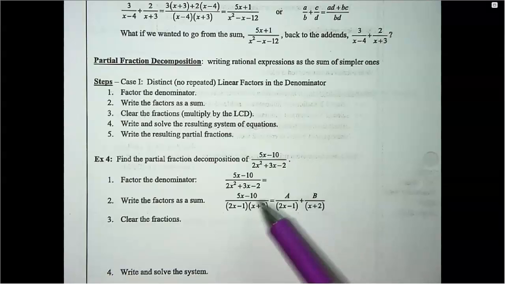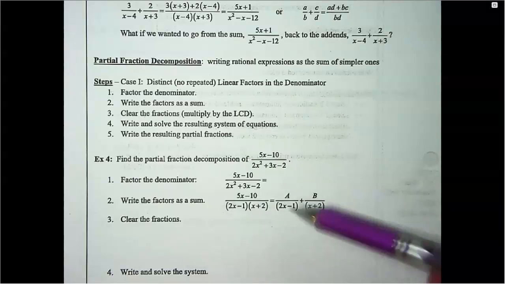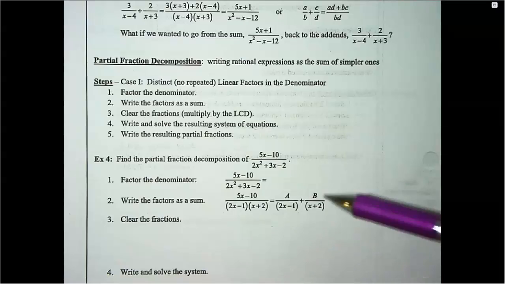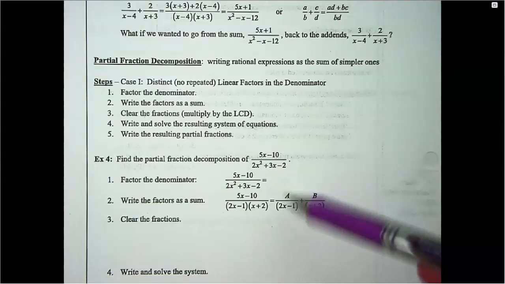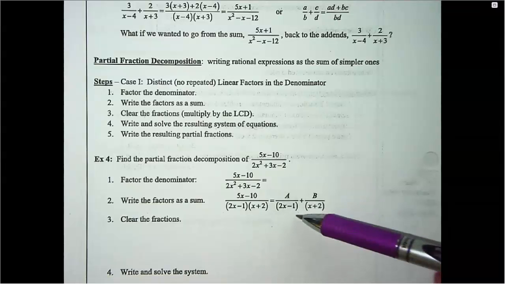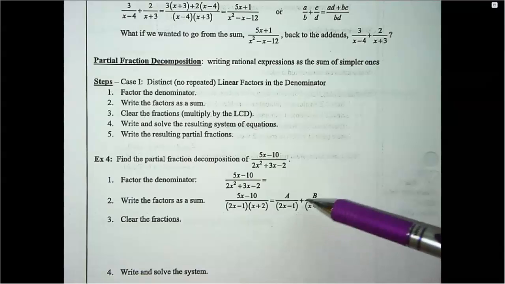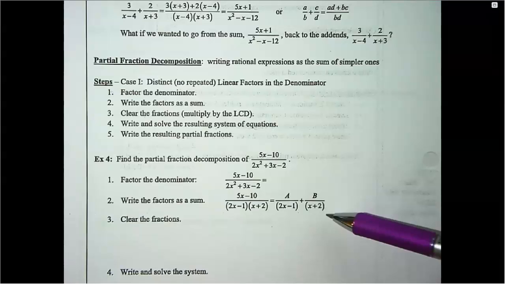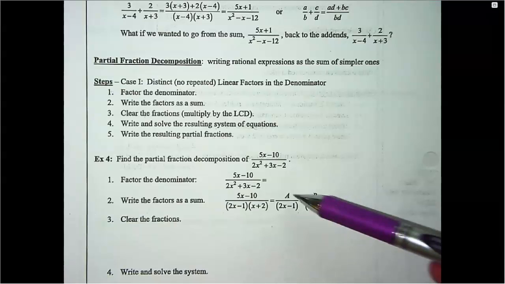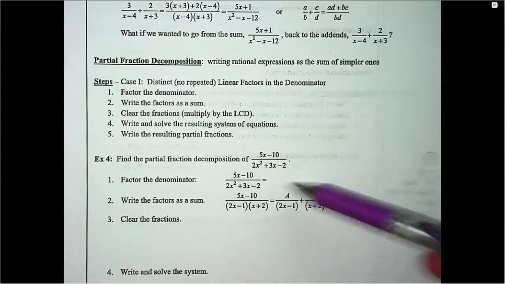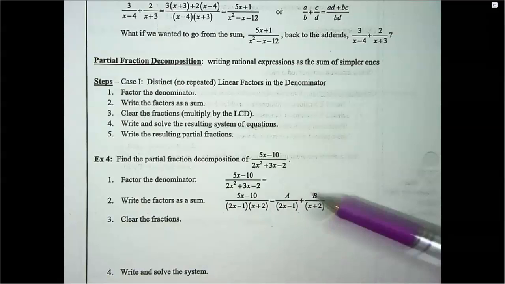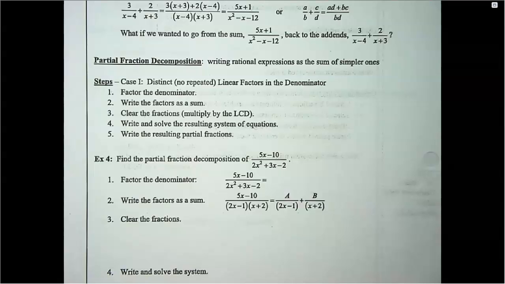Then you're going to take this complicated fraction and set it equal to two parts. So you've got a, and we don't know what a is. We don't know what the numerator is yet. So we have a over 2x subtract 1 plus b over x plus 2. And what we're going to try to do is figure out what a and b are. And then we've broken this fraction into two parts that we would add together to get this original fraction.